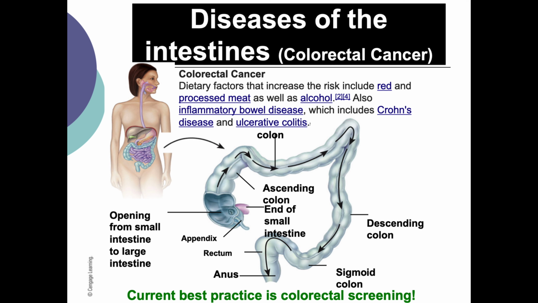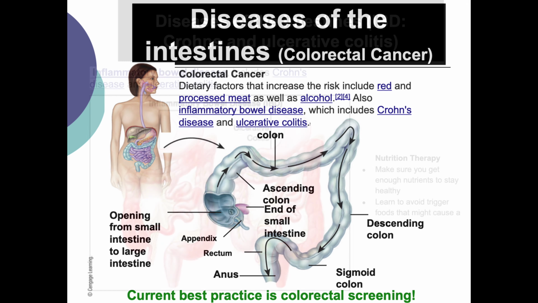Colorectal cancer. To reduce your risk of colorectal cancer, decrease processed meats. Processed meats, things like hams and dried meats, are definitely a risk factor for colorectal cancer. Alcohol is a risk factor for colorectal cancer.